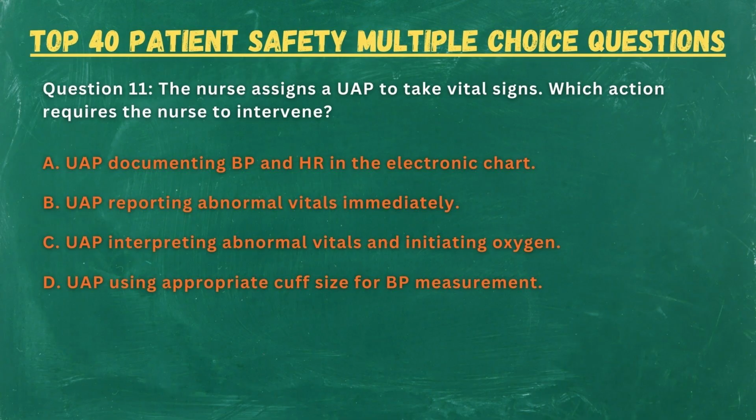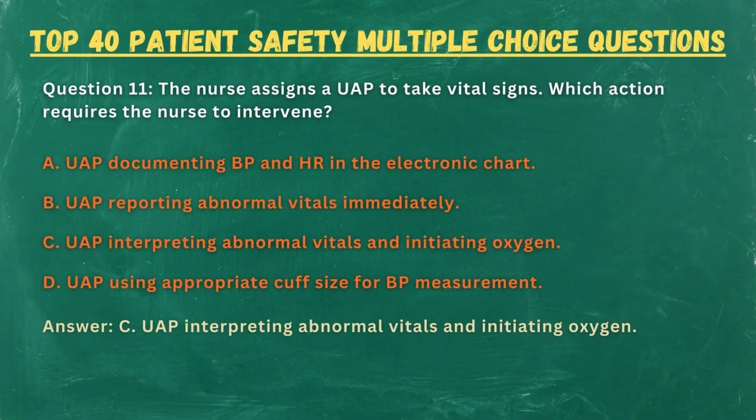Question 11. The nurse assigns a UAP to take vital signs. Which action requires the nurse to intervene? A. UAP documenting BP and HR in the electronic chart. B. UAP reporting abnormal vitals immediately. C. UAP interpreting abnormal vitals and initiating oxygen. D. UAP using appropriate cuff size for BP measurement. Answer: C. UAP interpreting abnormal vitals and initiating oxygen.